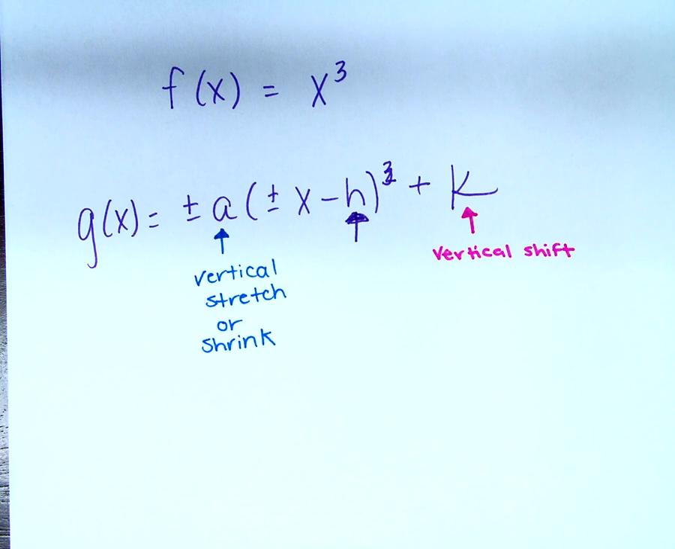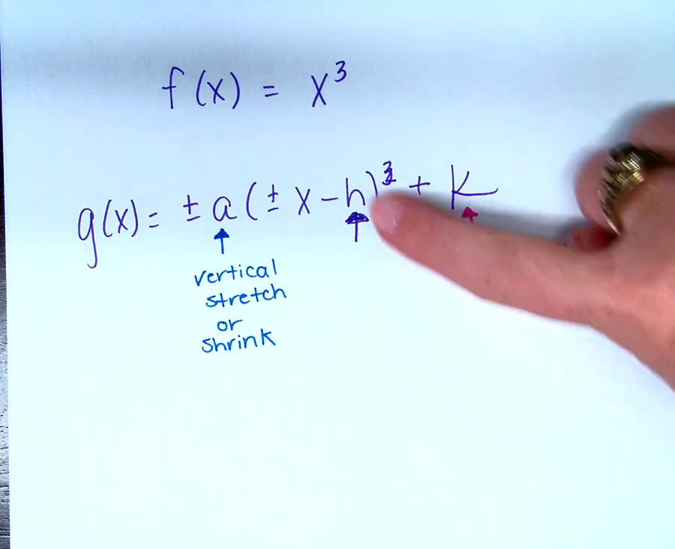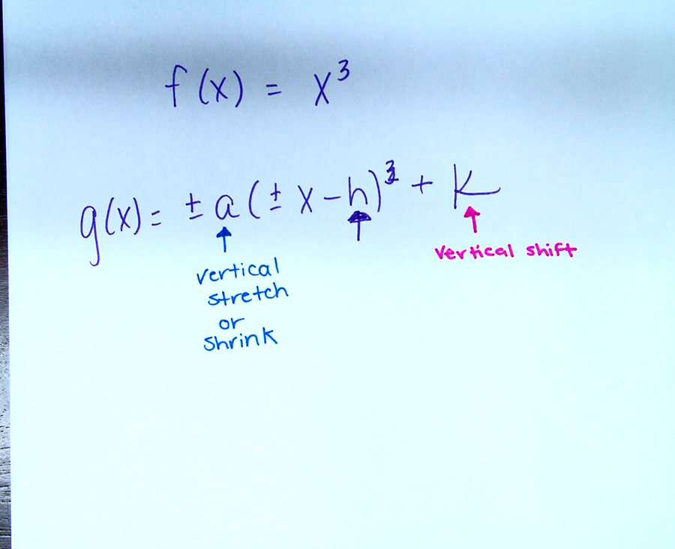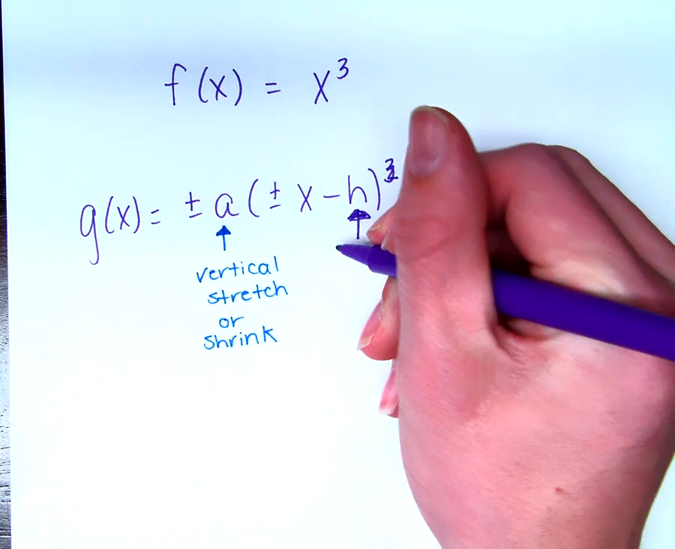Here's a hint. Horizontal or vertical? Oh, it's H, so it's a horizontal change, right? Is it being added or subtracted, or is it being multiplied? Subtracted. So what kind of change does that cause? Shift. A shift. So would you please write horizontal shift?